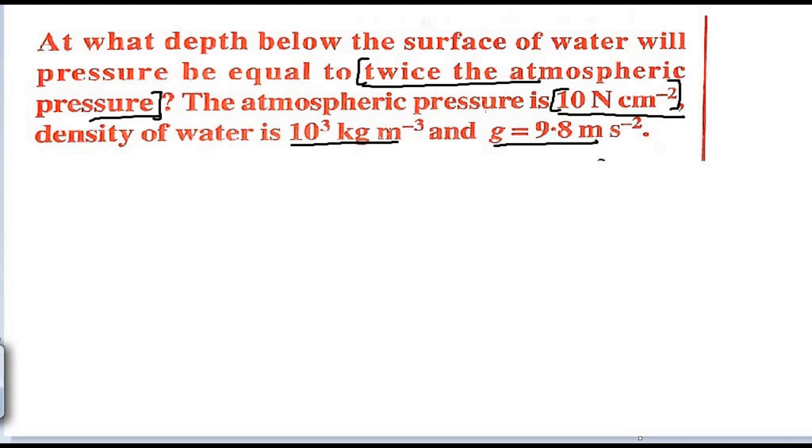Now, the value of atmospheric pressure is not given in SI unit. So, my first thing that I'll do is I'll convert this atmospheric pressure into SI unit. Atmospheric pressure is represented by P naught symbol.